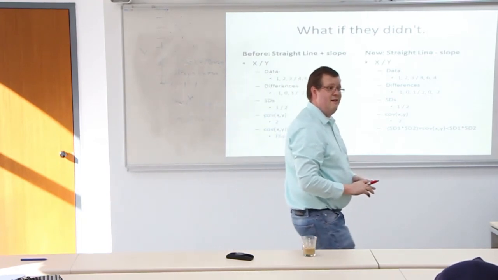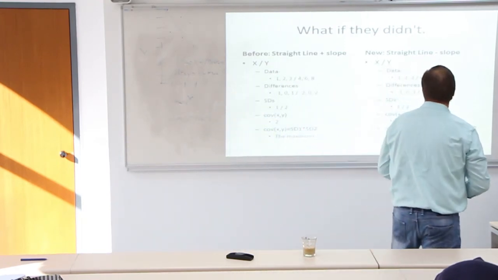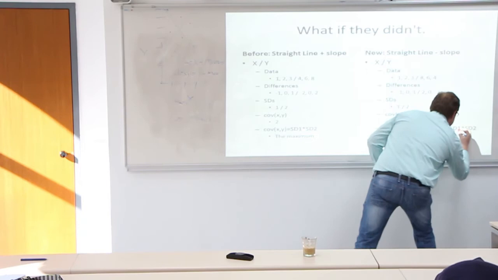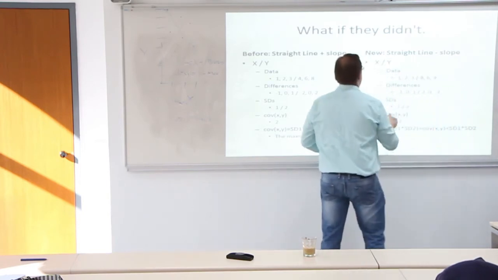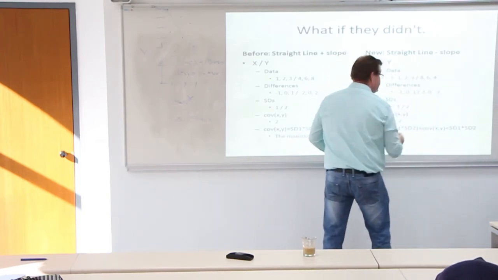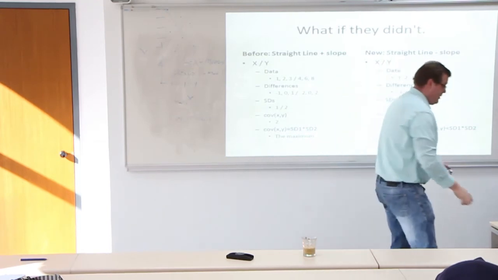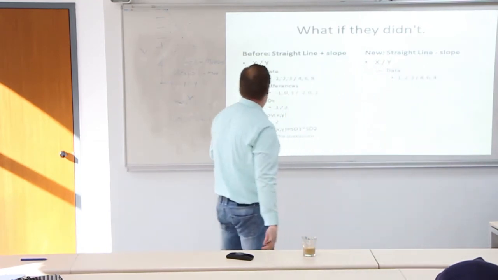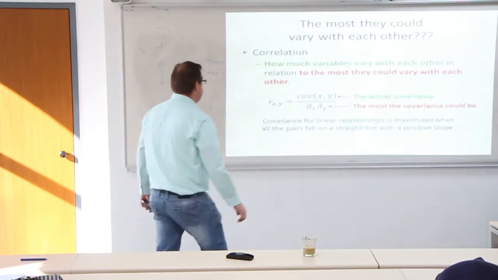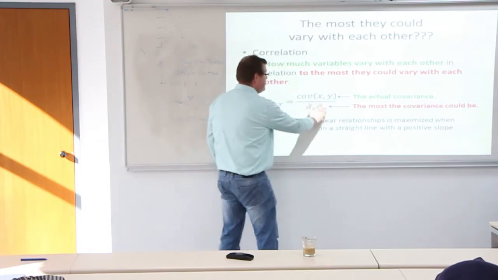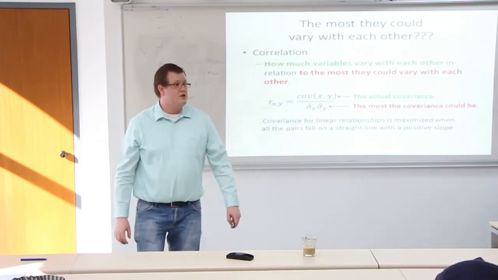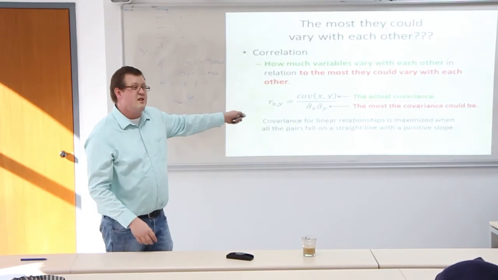Okay? You mean the SD1 for the first one or what? I mean x and y. This and this. Because in our formula, I said this is going to be the most that the covariance should be. So I'm comparing it to that.